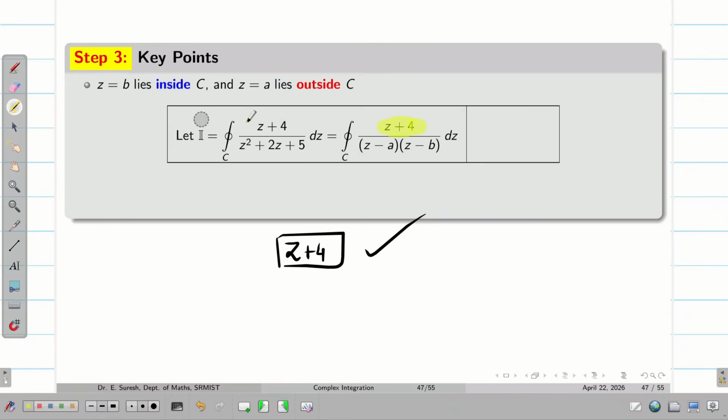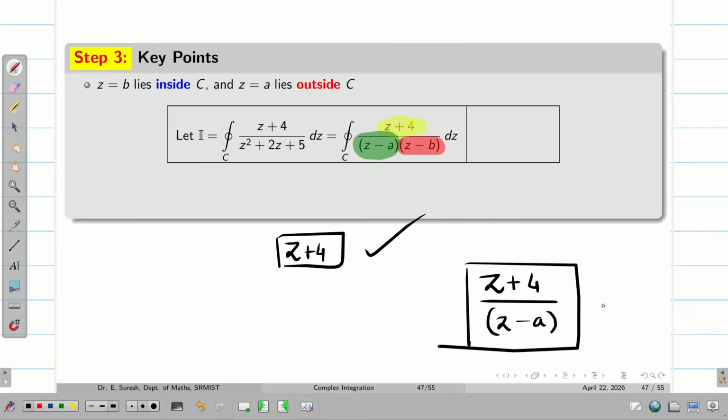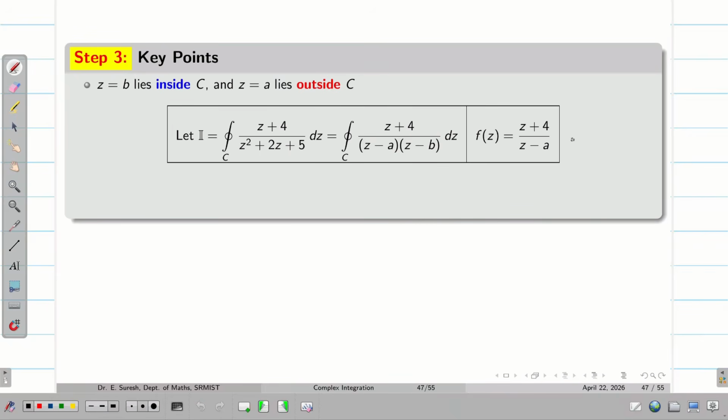Now we come to the denominator. I have two singular points a and b. Since z equal to b lies inside C, I cannot take this. But z equal to a is a singular point that lies outside C. So z plus 4 divided by z minus a is analytic inside and on the given region C. It is not analytic everywhere. We should be very careful on it. So I can take my f of z as z plus 4 divided by z minus a, and we can say z plus 4 divided by z minus a is analytic inside and on the given contour C.